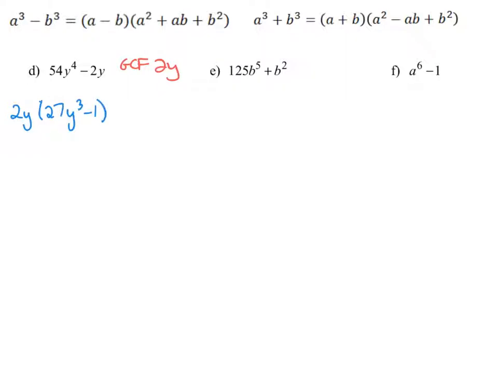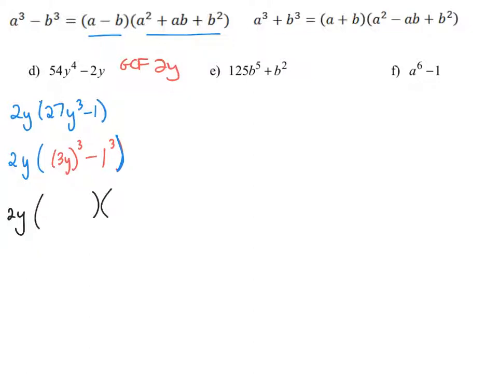And what we have written in here, inside the parentheses, is a difference of 2 cubes. Because 27y to the third can be written as 3y to the third, and 1 can be written as 1 to the third. So this is a difference of 2 cubes, and we can use this formula to find the factors. Keep in mind that we're going to keep that 2y out in front, and then we're going to factor.